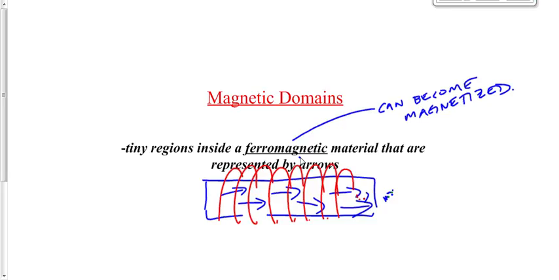Number one, you can bring another magnet nearby to align the domains. Number two, you can apply an electric current, not through the ferromagnetic material, but to a wire that's wrapped around the ferromagnetic material. In either case, you're going to cause these domains to become aligned. This is an electromagnet, right?